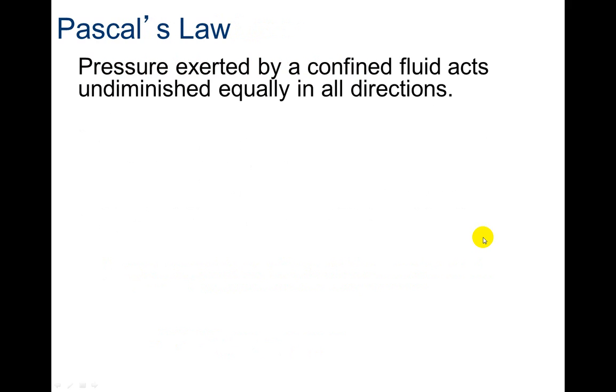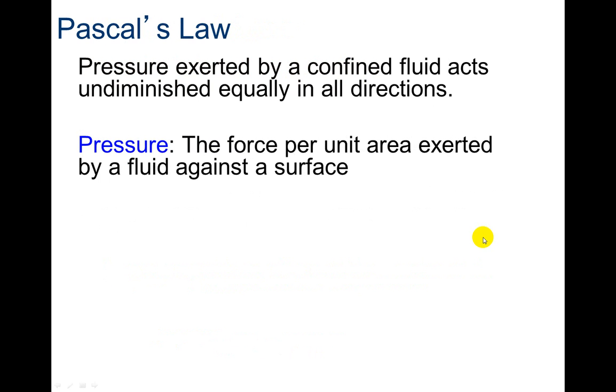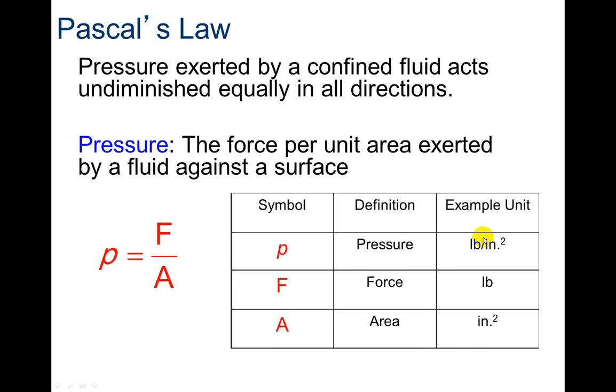All right, so we're going to start off with Pascal's law. Pressure exerted by a confined fluid acts undiminished equally in all directions. Pressure is the force per unit area exerted by a fluid against a surface. So this is the equation you're going to use. Pressure equals force over area. That's where we get PSI, pounds per inch squared. If I was in pascals, that is a Newton per meter squared. That's what Pascal equals.